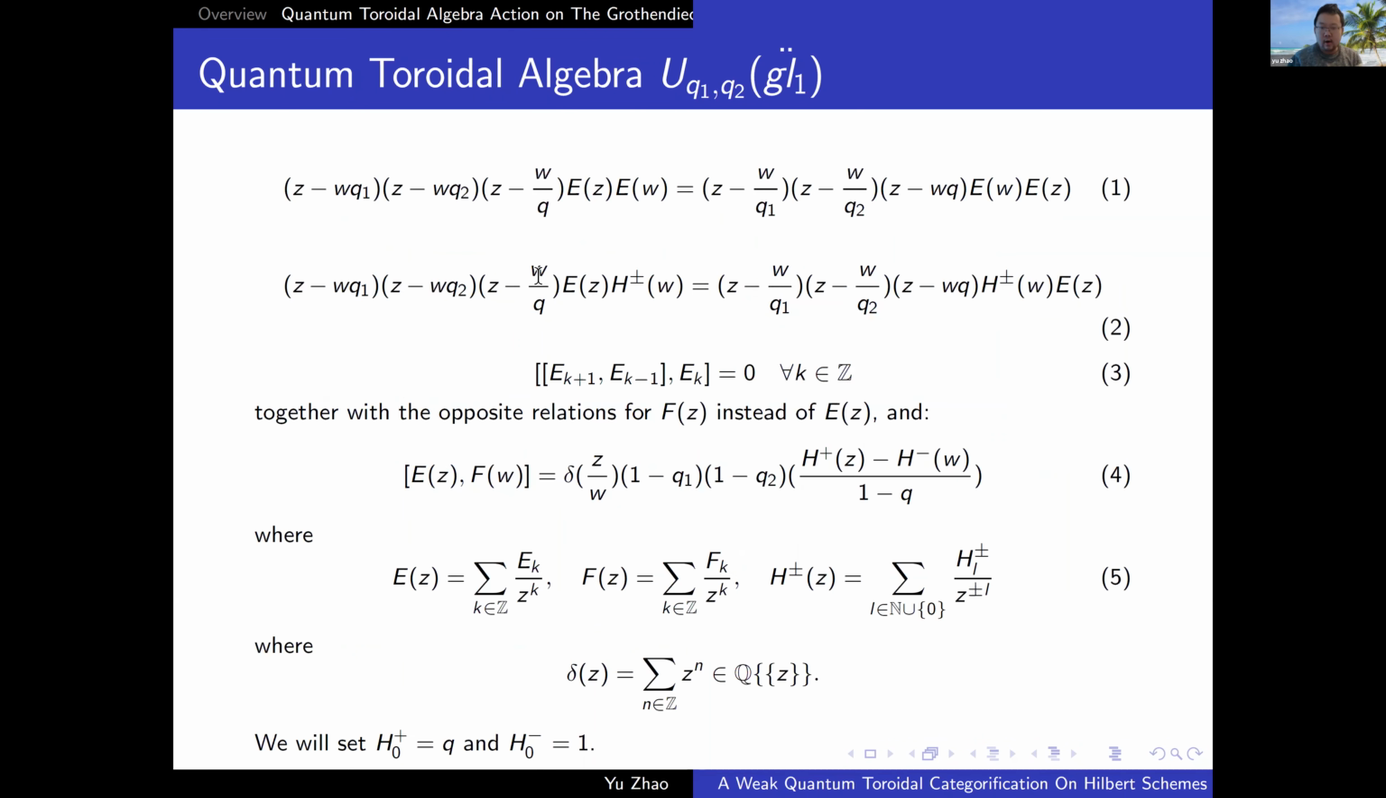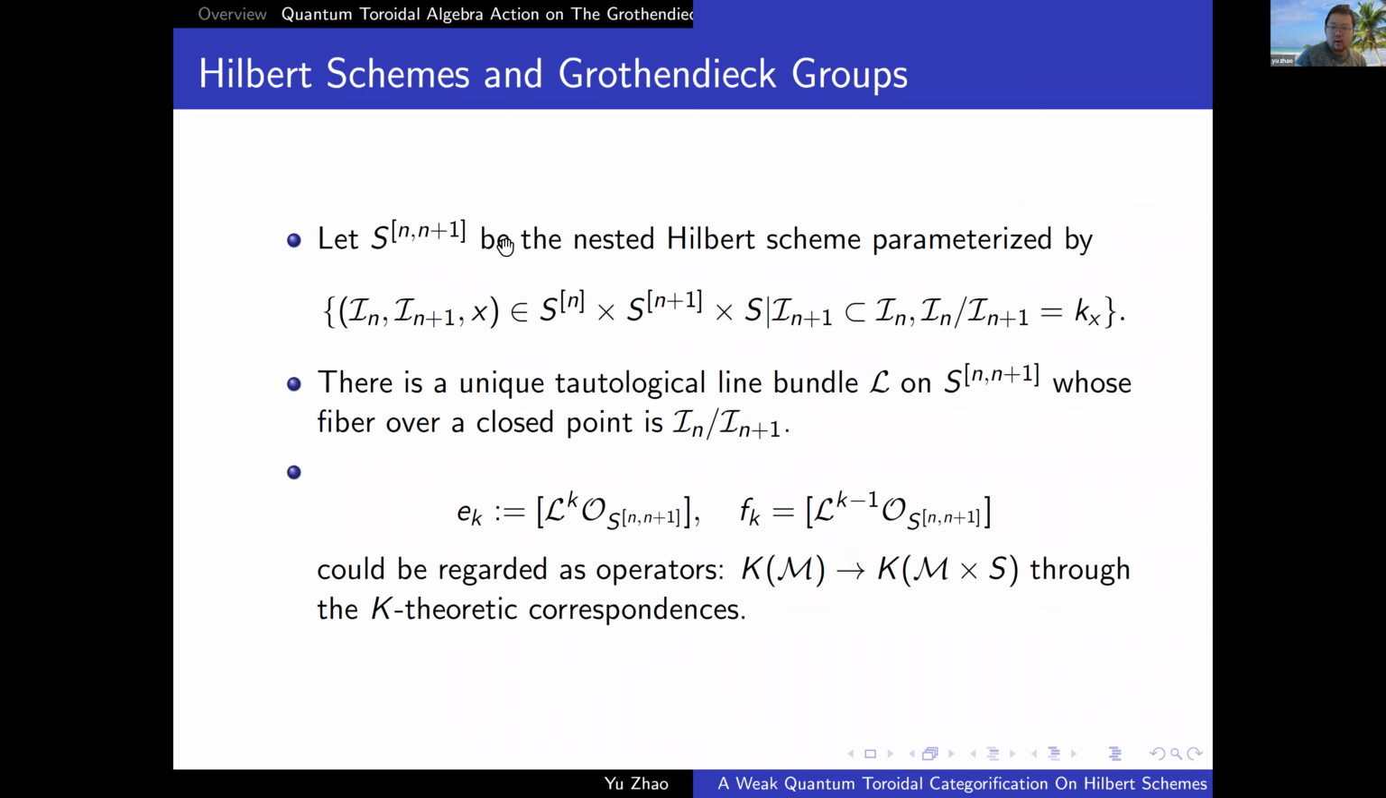Okay. So the relations are given over here, and the first one is the positive part. The second one explains the relation between the positive and the zeroth part, and the third one is the star relation in this situation, and the last one explains the relation between the positive and the negative part. So any question right here, right now? Okay, great.